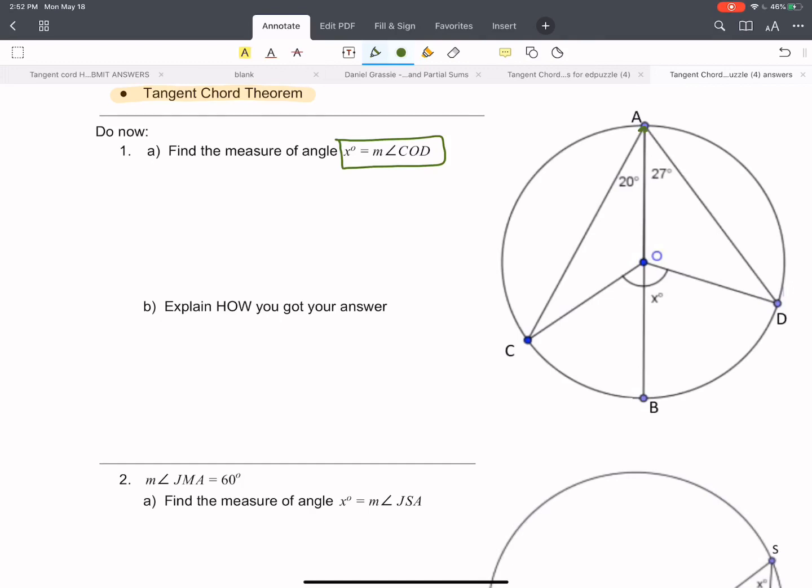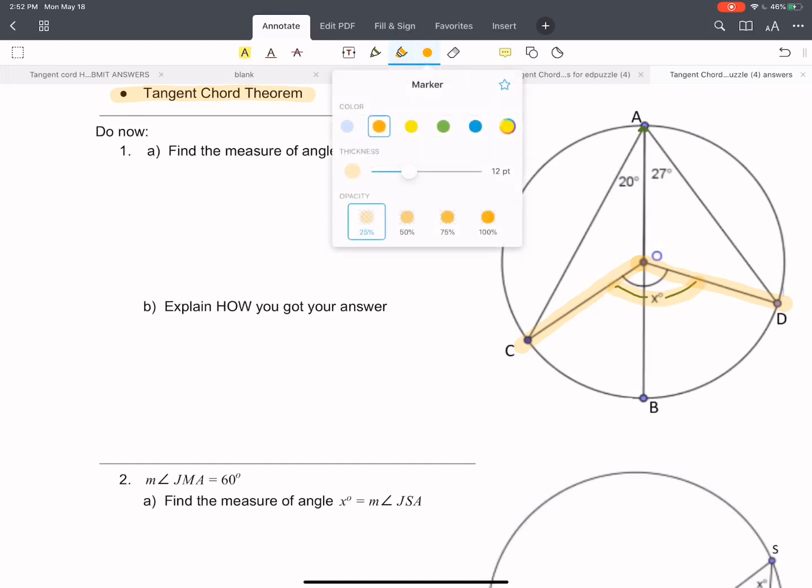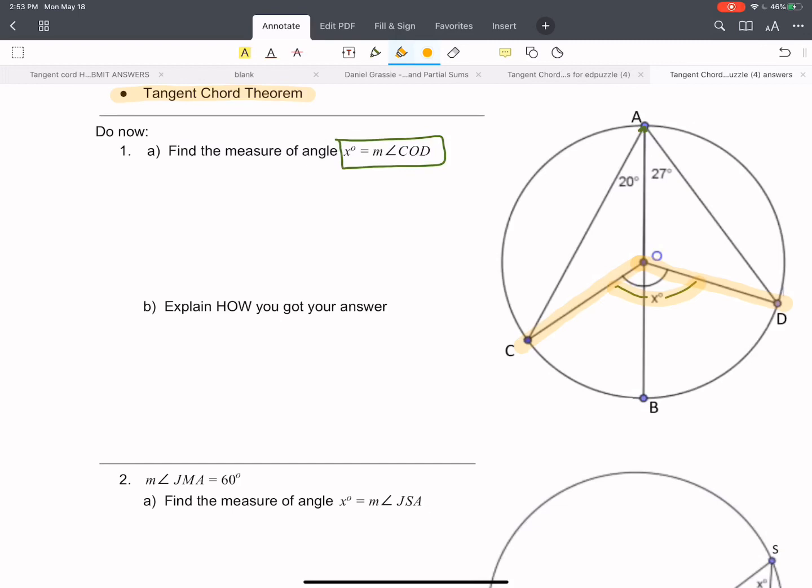Notice that it's marked as X, but it looks like it's just that one part, but it's not. It's all of this angle right here. Okay, so I'm going to use a highlighter because I feel like it looks better. So we want this whole angle right here. And in order to do that, the very first thing you should consider is what is the arc it's opening up to.